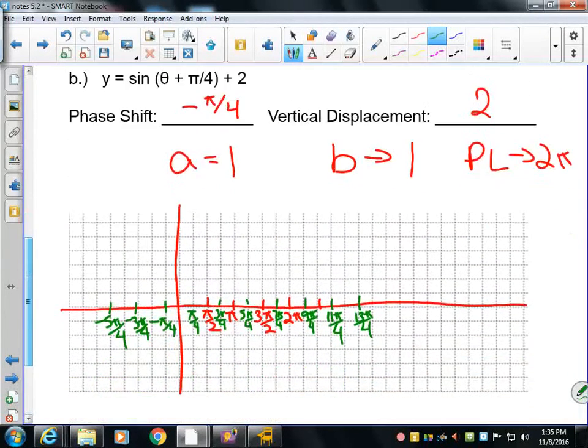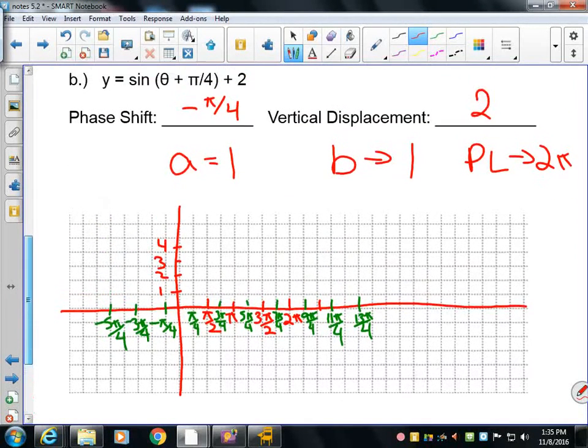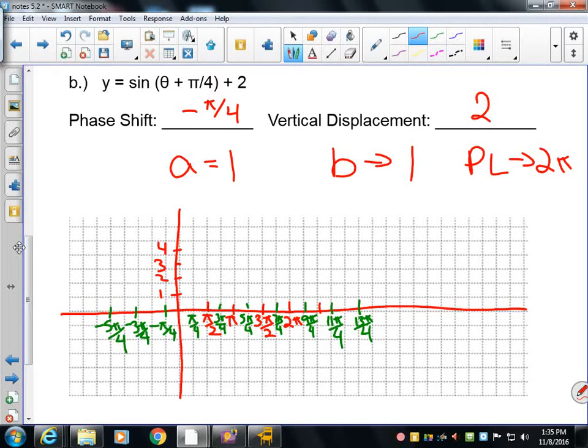Now, what else are we shifting? We're shifting a displacement of 2. So we kind of have to have 1, 2, 3, 4. Hopefully you're better at hitting the line than I am, okay? Where do we start? We are with sine. So sine normally starts at 0, 0, but we're shifting back a pi quarters and up 2. So back a pi quarters and up 2, I'm starting here.